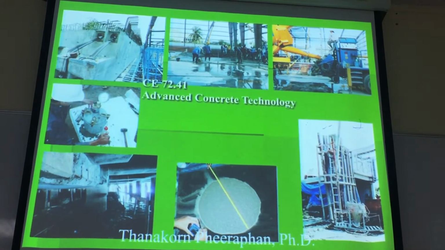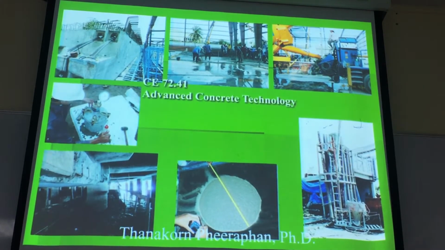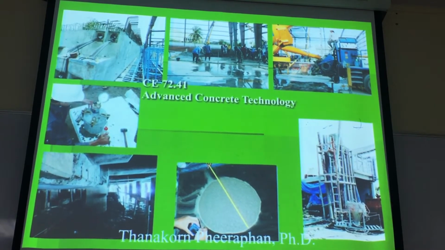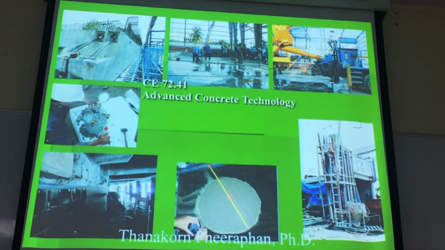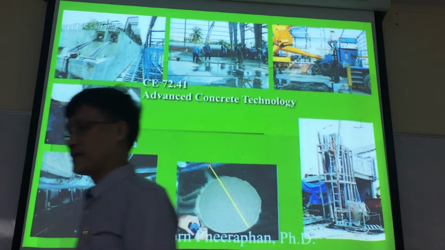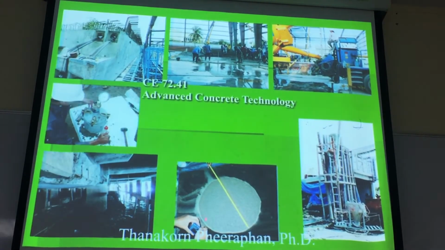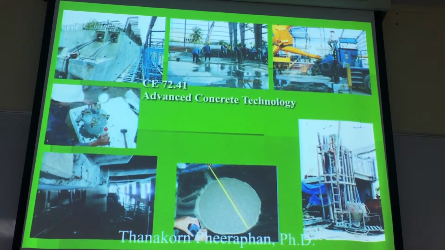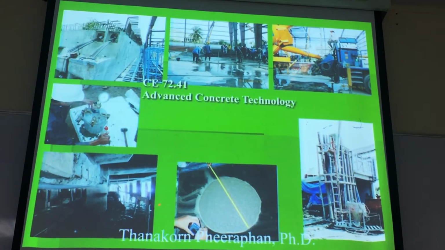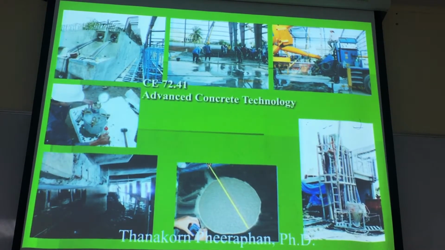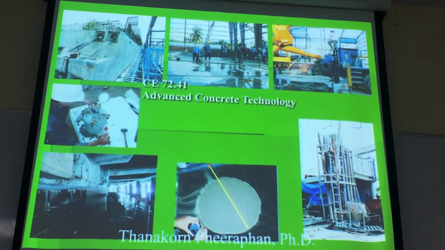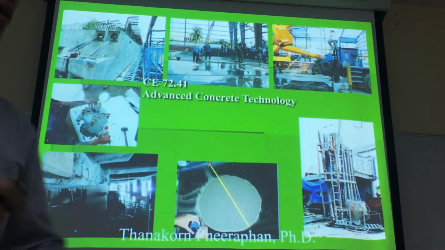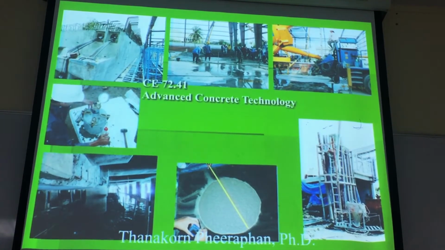Slump test. High workability. This is a very high workability concrete. This is self-compacting concrete. Self-compacting concrete, we are testing what we call slump flow. Normally for concrete we check workability by checking the slump, but this one is called slump flow.